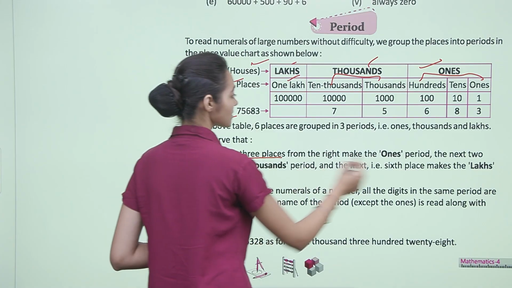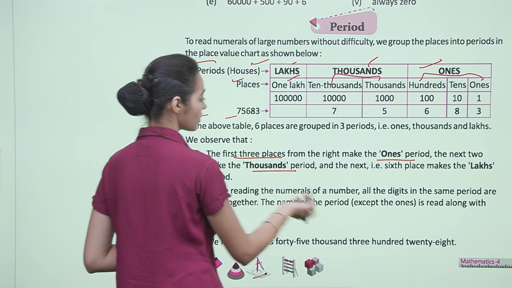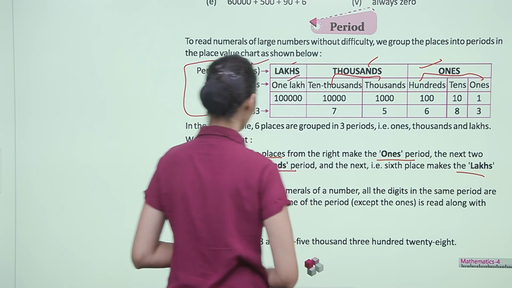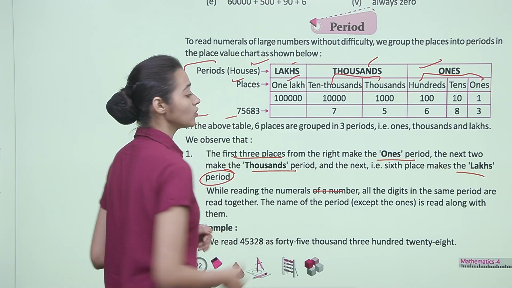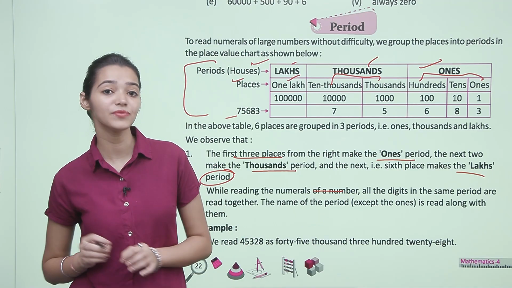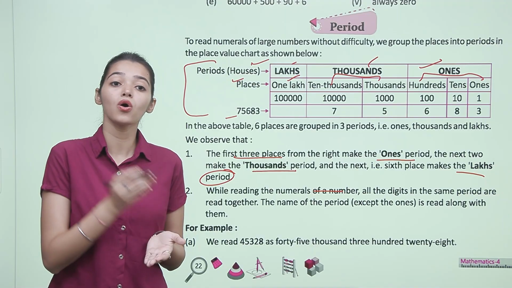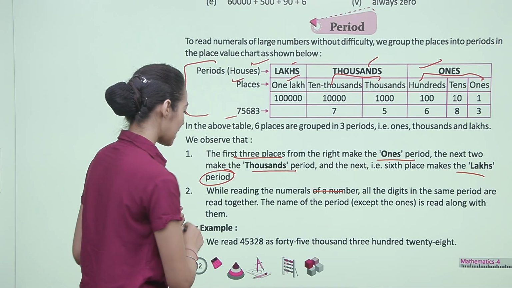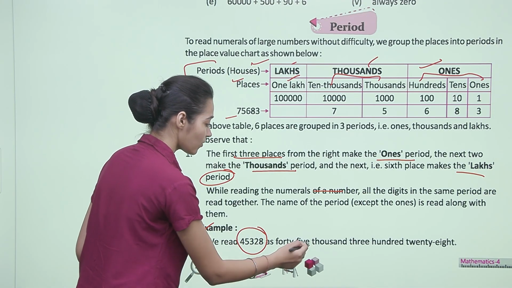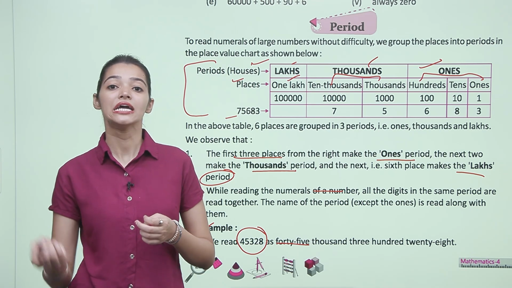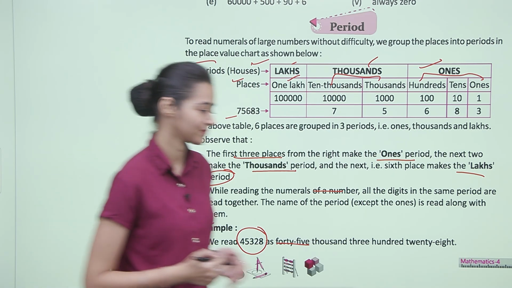In the first 3 places we have the ones period, then the next 2 places are of the thousand period and the sixth one is of the lakh period. While reading the numerals of a number, the digits in the same period are read together. Now the name of the period is read along with them. For example, we read this number as 45,328.